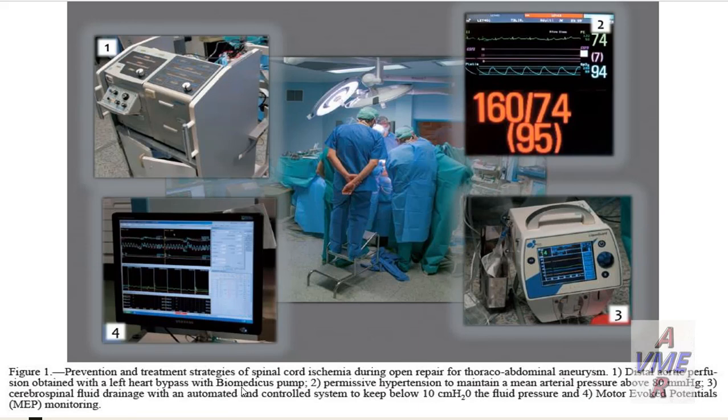And this is a conclusive picture also. Number one, for prevention and treatment of spinal cord ischemia during open repair for thoracoabdominal aneurysm, distal aortic perfusion obtained with left heart bypass. Number two, permissive hypertension to maintain mean arterial pressure above 80 mmHg. Number three, CSF drainage with an automated and controlled system to keep it below 10 cm water or mmHg. And the last one is motor evoked potentials and somatosensory evoked potentials monitoring.